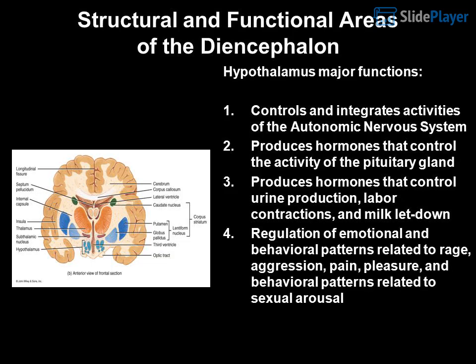Structural and functional areas of the diencephalon. Hypothalamus major functions. Controls and integrates activities of the autonomic nervous system. Produces hormones that control the activity of the pituitary gland. Produces hormones that control urine production, labor contractions, and milk letdown. Regulation of emotional and behavioral patterns related to rage, aggression, pain, pleasure, and sexual arousal.